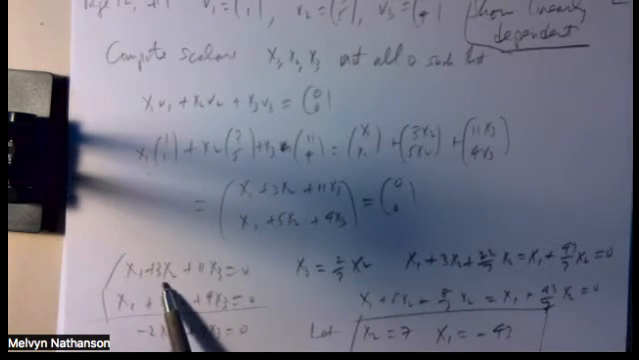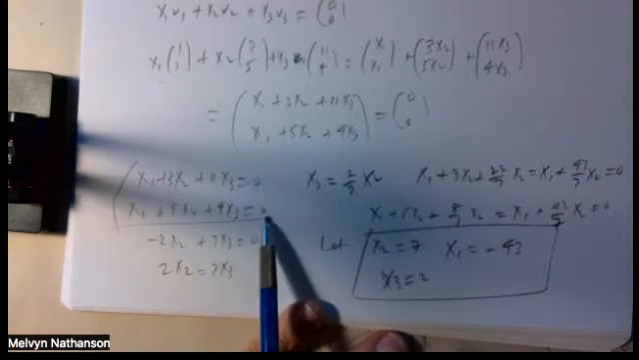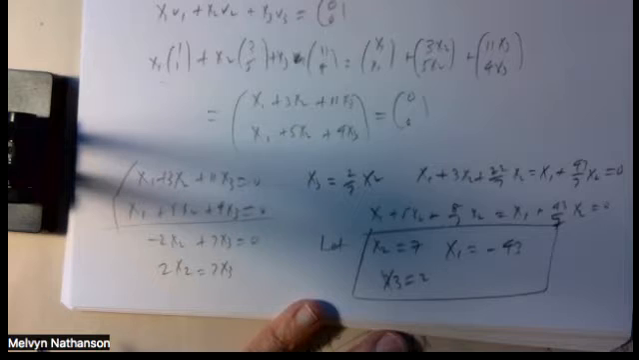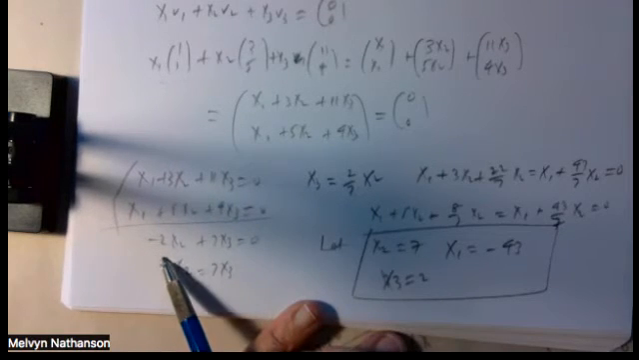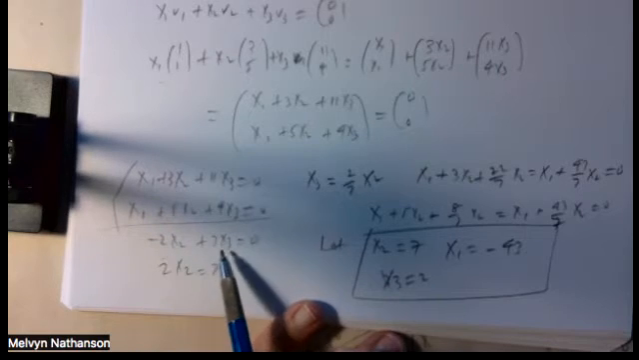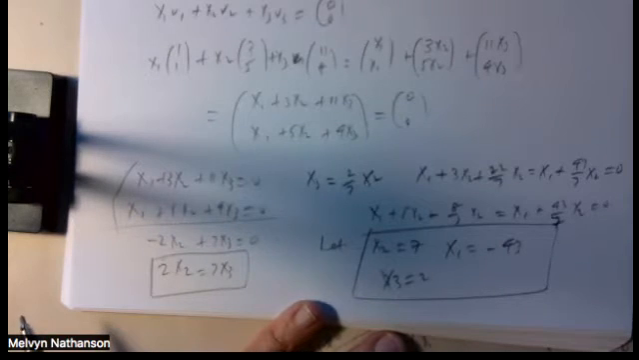Let me just double check my arithmetic if this doesn't look correct. 1, 3, 11, 1, 5, 4. So x1 plus 3x2 plus 11x3 equals 0. x1 plus 5x2 plus 4x3 equals 0. I just have to find the solution of this somehow. If I subtract, I get minus 2x2 plus 7x3 equals 0, or 2x2 equals 7x3.